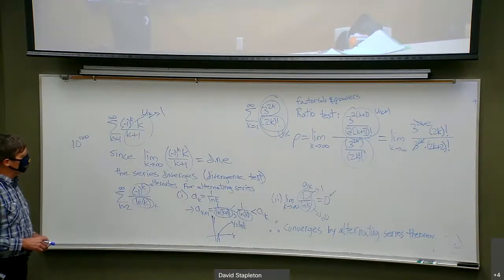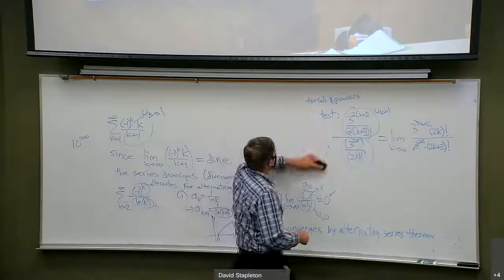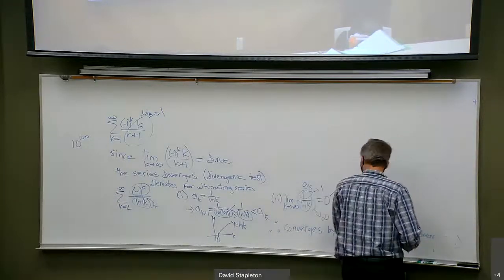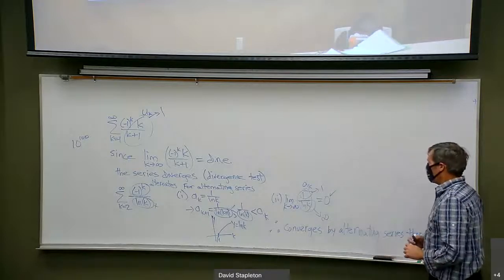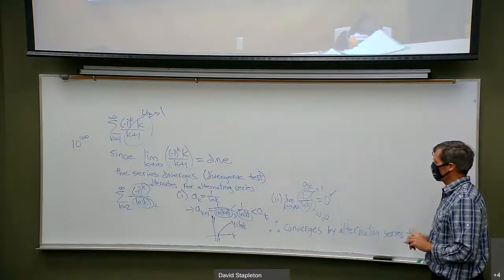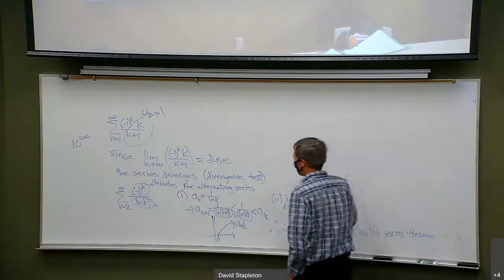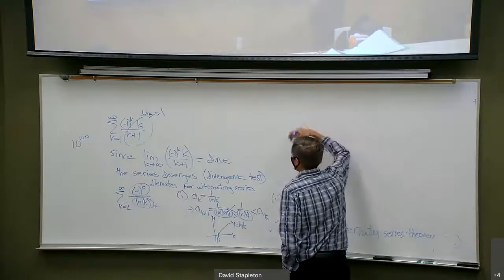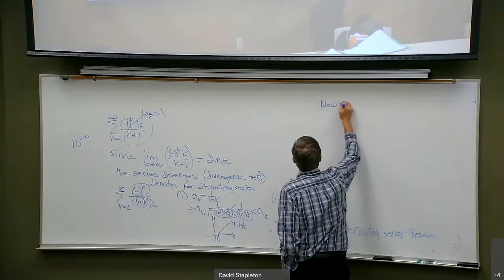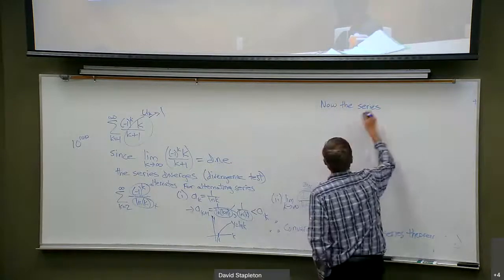However, that's not everything I want. I want to know, does it converge absolutely or just conditionally? That was the question. The (-1)^k makes it a conditional question. This time it's not all positive terms, so I can't say it automatically converges absolutely. So what I'm going to have to do is check absolute convergence separately. Now, the series of absolute values, you just take away the (-1)^k.